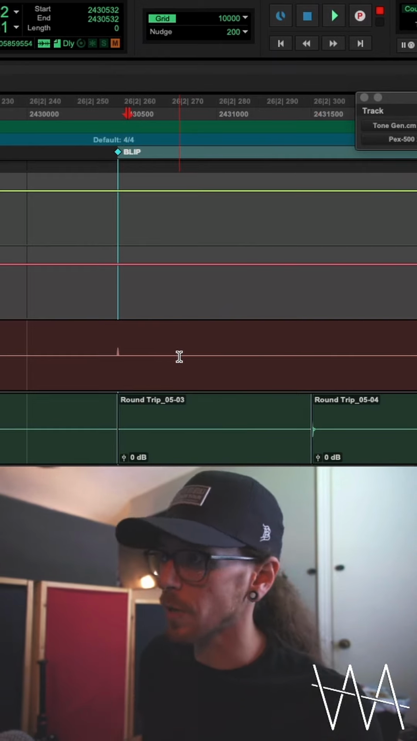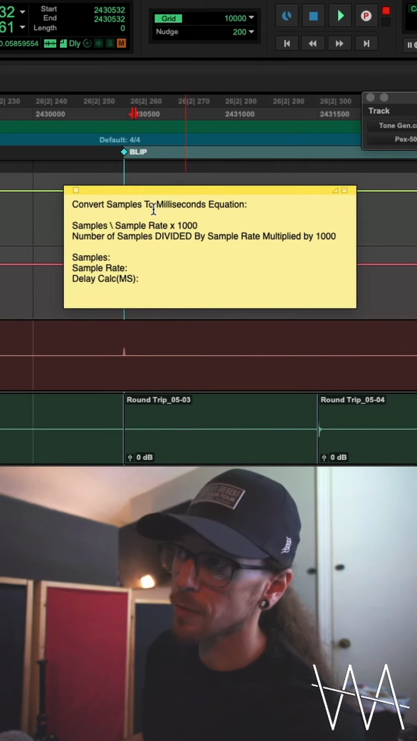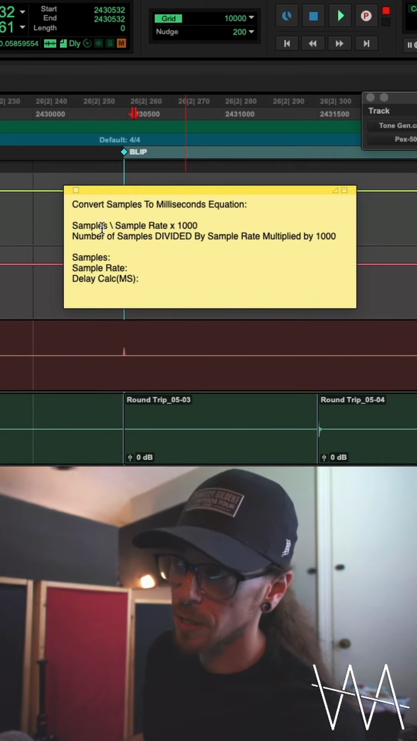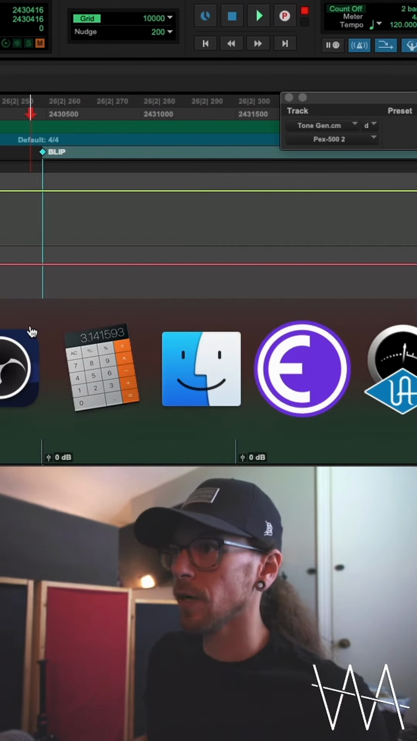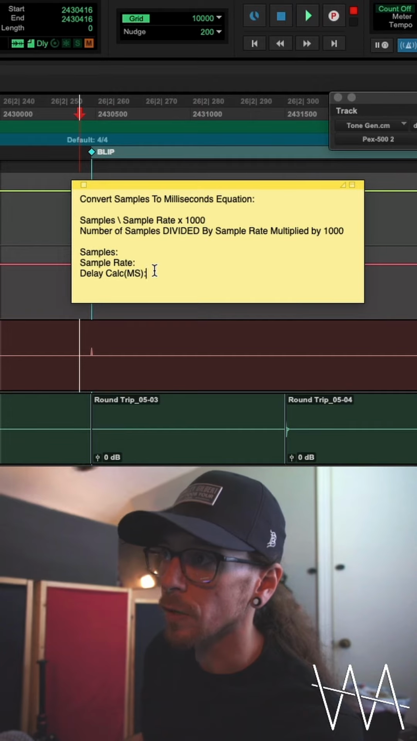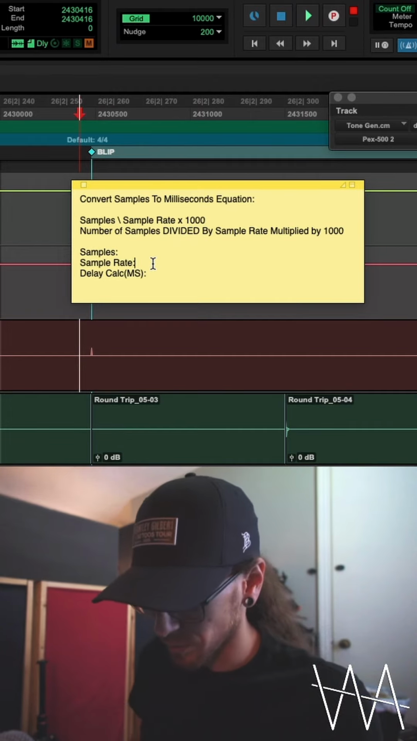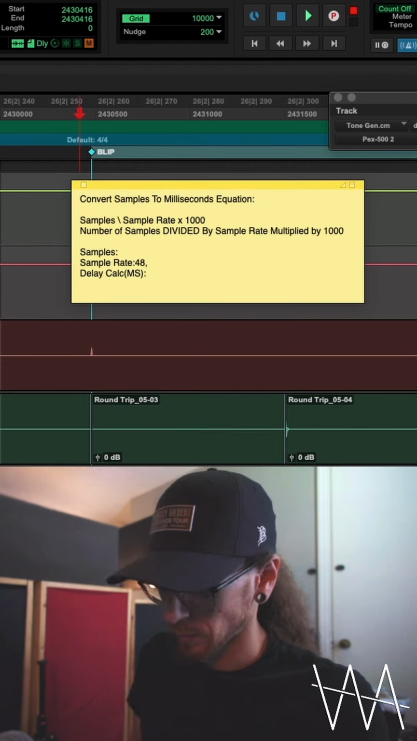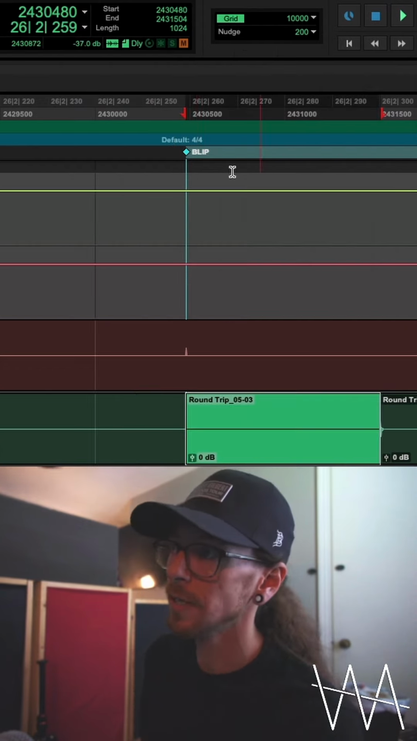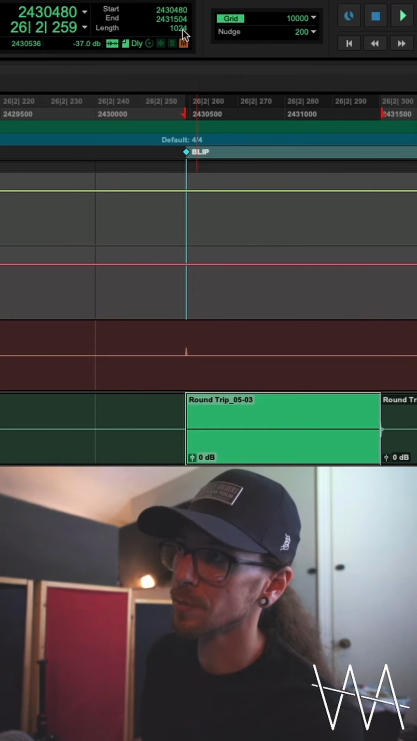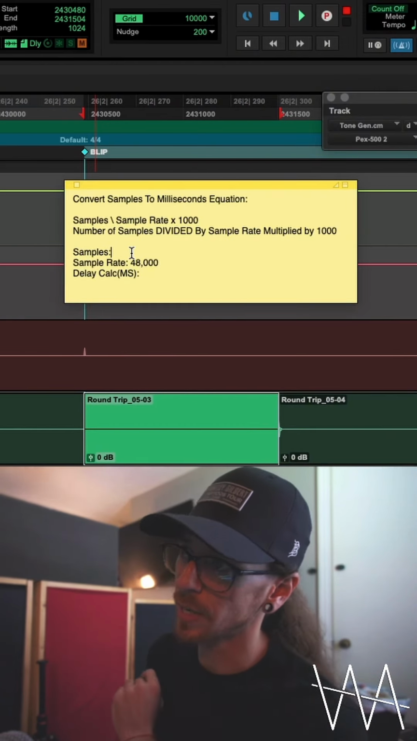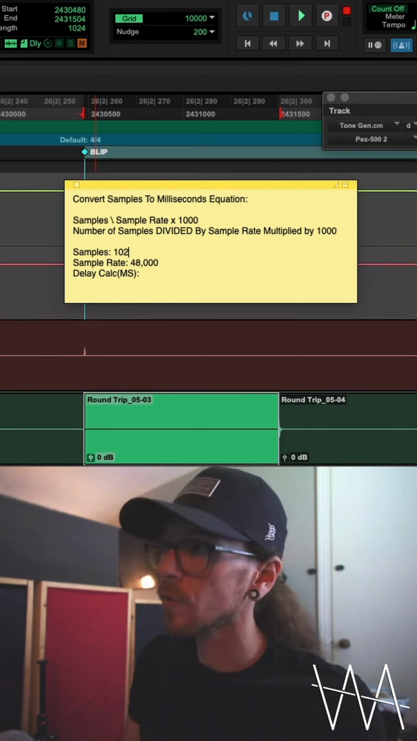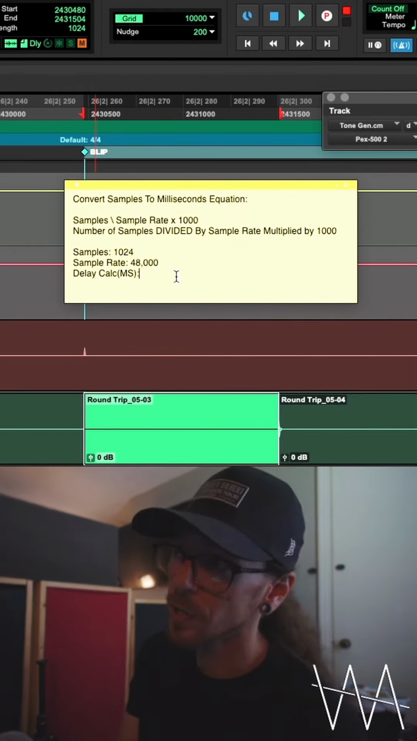So I'm going to show you guys what this equation is. So right here, if you want to convert samples to milliseconds, it is the number of samples divided by the sample rate times 1,000. So given our equation, we know that we are working at 48,000 samples per second because we're in 48K. And this right here, the length, this is how many samples that selection is. So it's 1,024 samples. So with that, we now have our second input data, 1,024. Now all we have to do is run this equation.